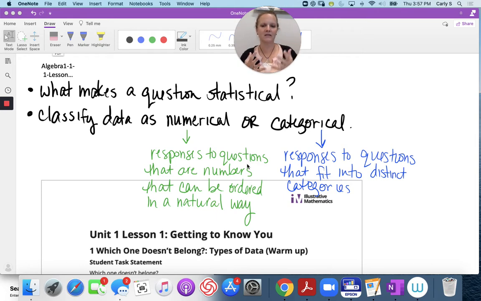Numerical, which I've written in green, means responses to questions that are numbers that can be ordered in a natural way, like a high number and a low number. Things get smaller and then bigger. That's ordered in a natural way. Or categorical: responses to questions that fit into distinct categories. Hot and cold, tall and short, curly hair, straight hair, old, young. Categorical, all right?